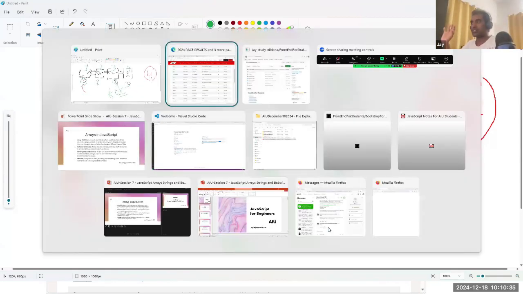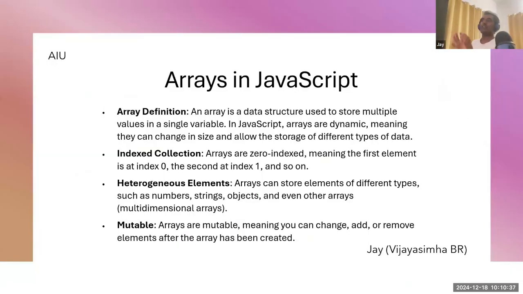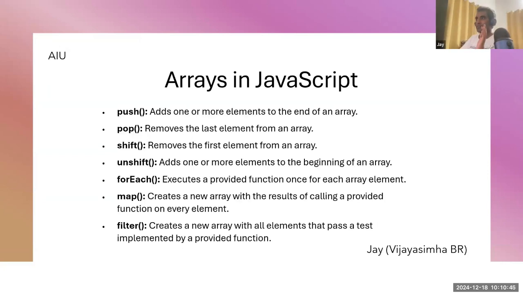Now that's the explanation I wanted to give you guys. So that's what an array is: an indexed collection, and the main thing, heterogeneous elements, which means you can put all kinds of information there. And of course, they are mutable. Now there are some common functions that we have in arrays. Many of these functions are already being used in the demo project. I'll run the project, of course, at the end of the session.